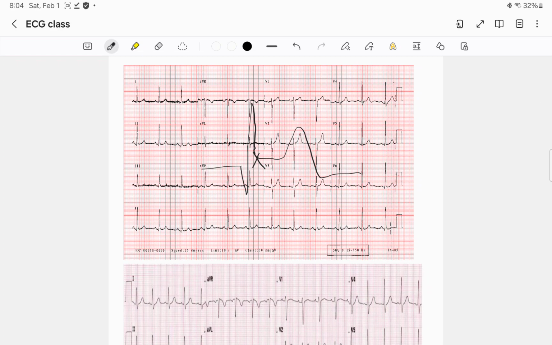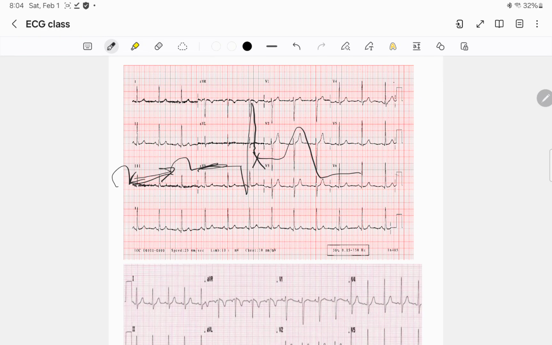There are some schools of thought that measure it differently, like 1 or 2 small boxes from the J point, but this is a bit advanced. So for the purpose of this video, we'll measure ST elevation at the J point. And we compare the J point to the TP segment, which is not spoken about much outside of analysis of the J point.